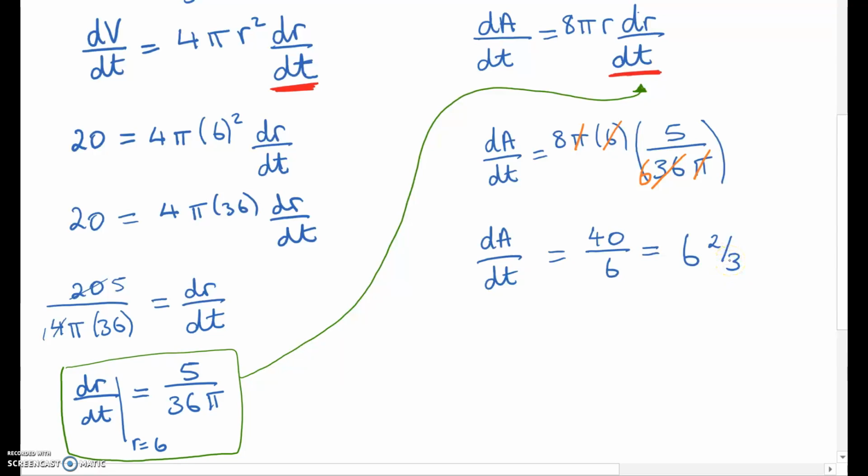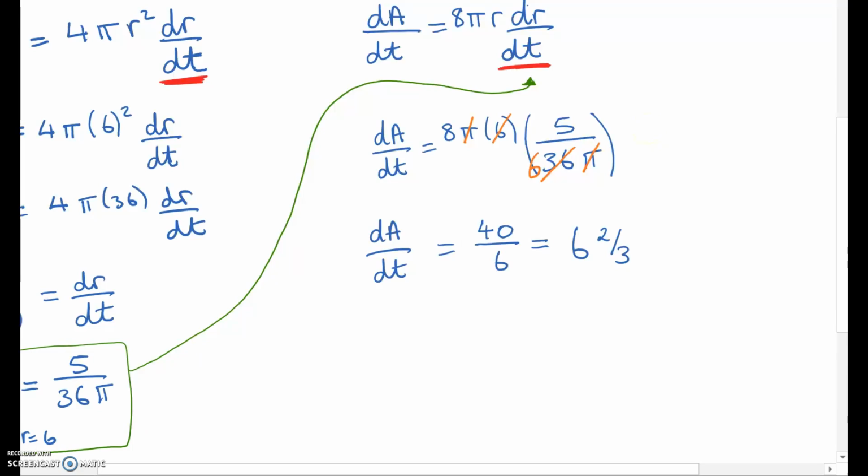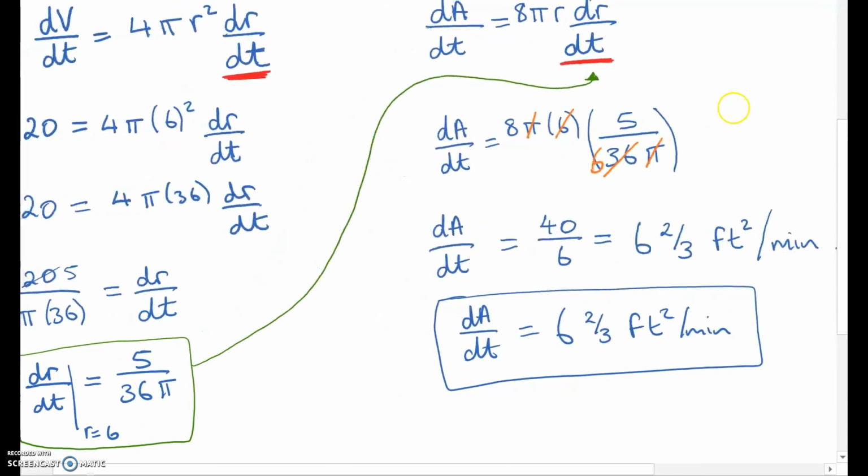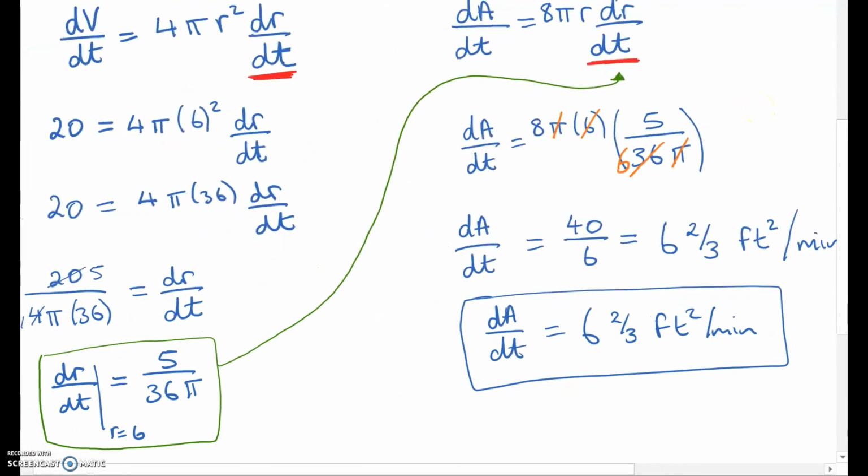Now, let's get our unit right. It's an area, and the radius was measured in feet, so the area will be measured in feet squared, and we're differentiating with respect to time, so it'll be per minute. Time is measured in minutes in this question. So dA/dt is equal to 6 and 2/3 square feet per minute. So there isn't always a direct one-to-one link between the two quantities that you're most interested in, but there's always a way of getting there in the end.